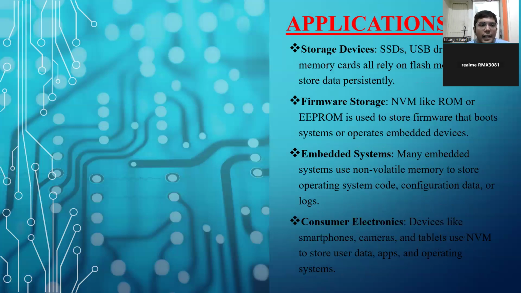Applications: storage devices like USBs, SSDs, and memory cards all rely on flash memory to store data persistently. Firmware systems: ROM and EEPROM are used to store firmware that boots the system or operates embedded devices. Embedded systems: many embedded systems use non-volatile memory to store operating system code, configuration data, or logs.